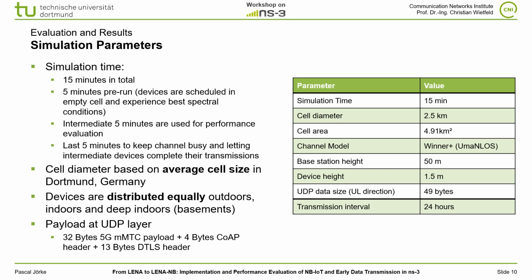The cell size is based on the average cell size in the city of Dortmund, Germany, which is 2.5 kilometers diameter for 4.91 square kilometers cell area.